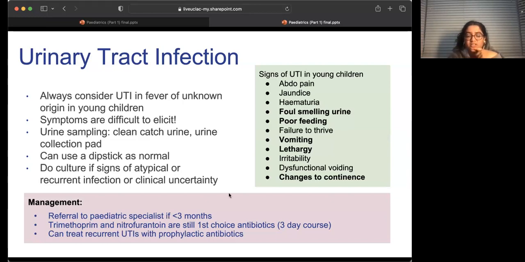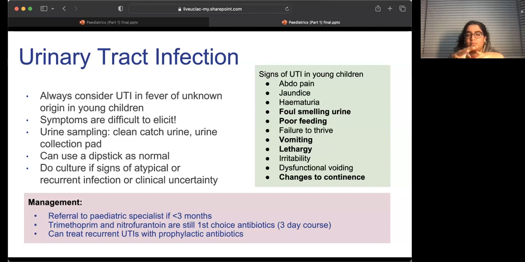In terms of the management, it's the same as adults. You recommend trimethoprim or nitrofurantoin, and it's just a 3-day course as well. If they're under the age of 3 months, you'd want to refer them to pediatric specialists. The reason is you'd be worried that there's an underlying anatomical abnormality that's been causing them to have an infection, and we'll go through this later as well.